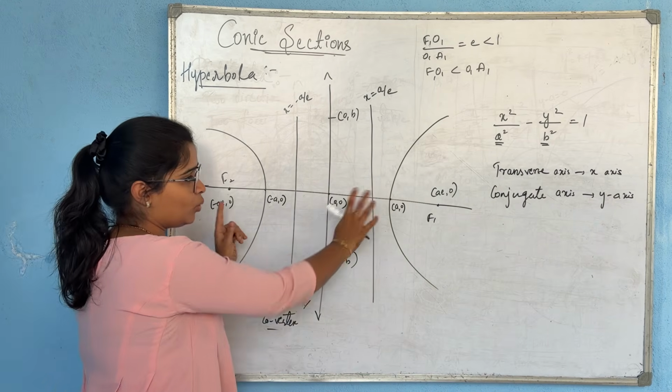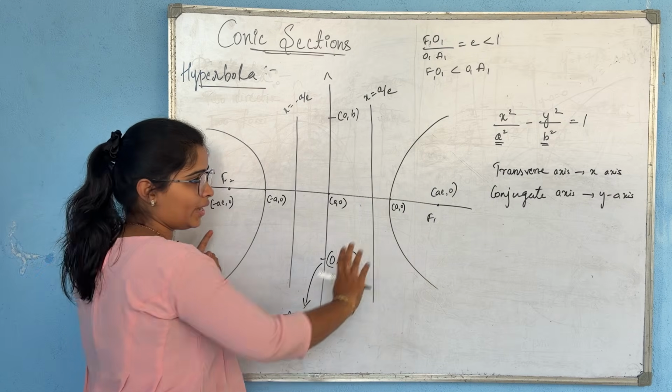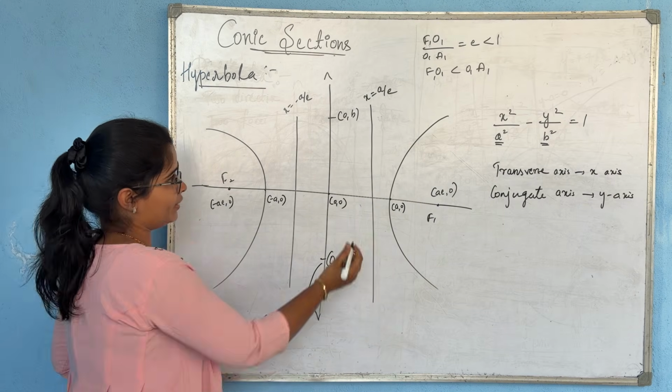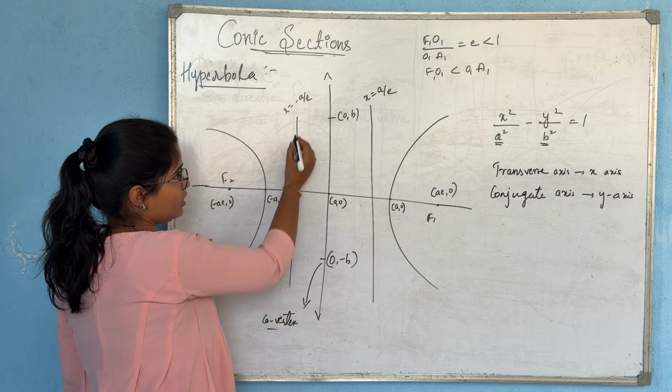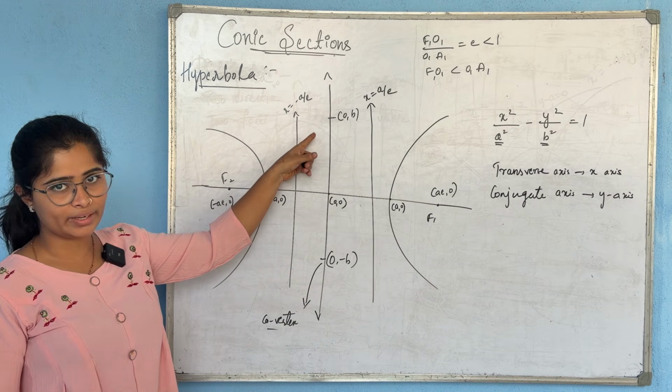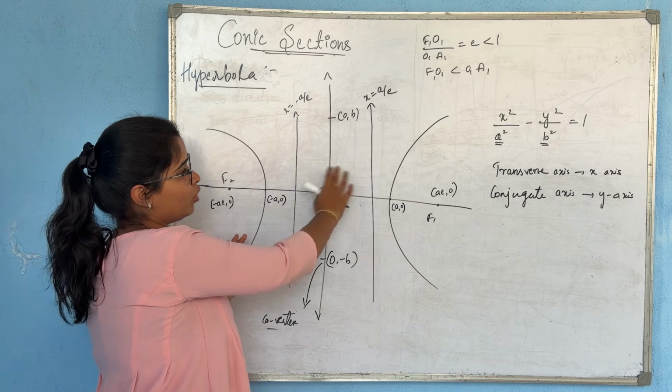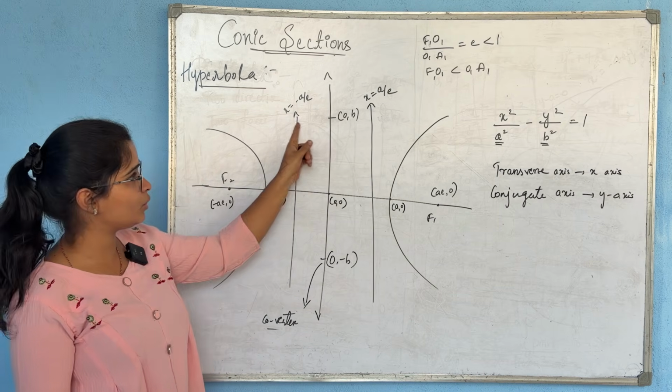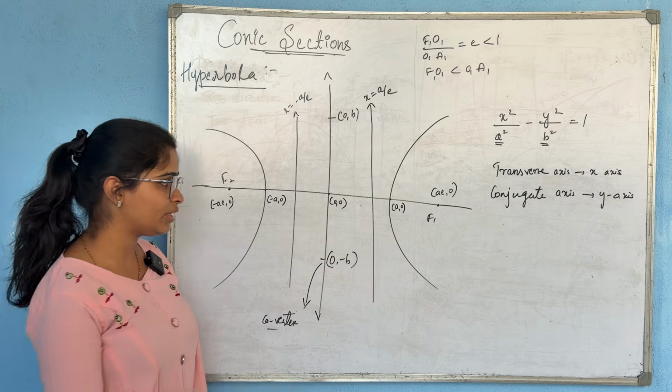That is, the distance between two vertices is 2a, two foci is 2ae, and for the two directrix, the directrix will come here. These are the equations of directrix: x is equal to a by e and x is equal to minus a by e. So the distance between the two directrix will again be equal to 2a by e. Clear? All the things are the same.